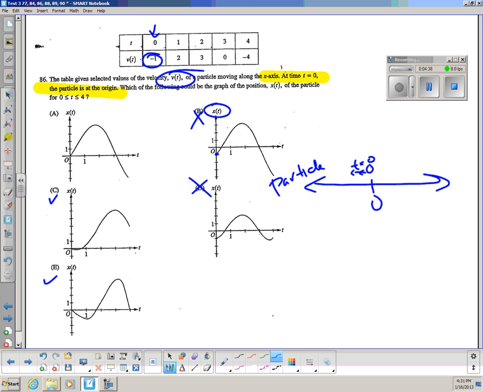So on the graph, it has to dip below the x-axis. A doesn't do that, so A is out now. So C and E do that. Now, at 1, the velocity is 2.